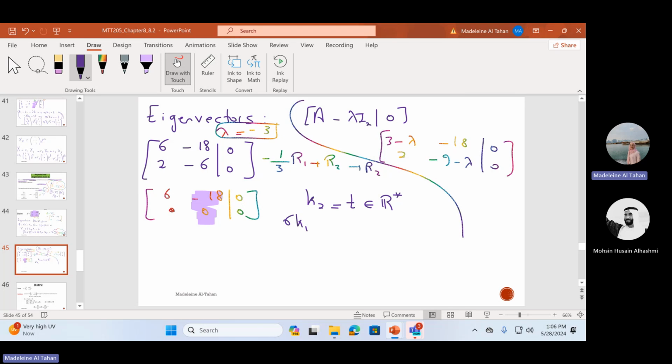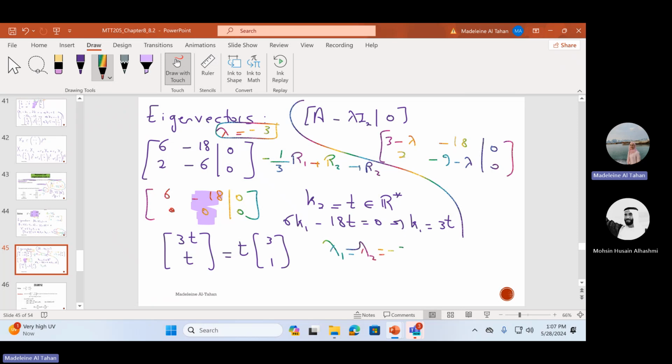Okay, 6K1 minus 18T equal to 0. So K1 is equal to 3T, right? How will we write now the eigenvector? 3T, T. We can take T equal 1, it is valid. We can take it in common. So what can we deduce here? Lambda 1 equal lambda 2 equal -3.